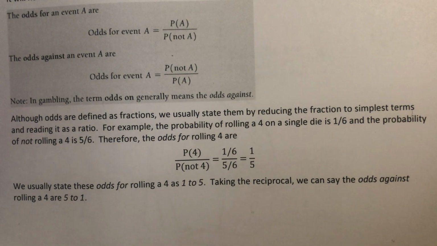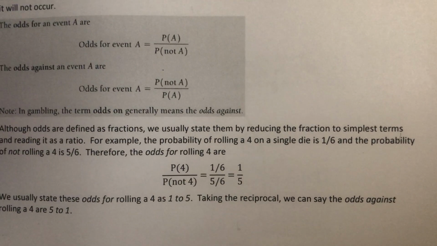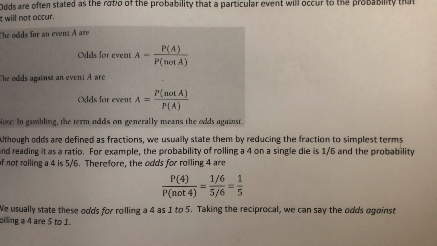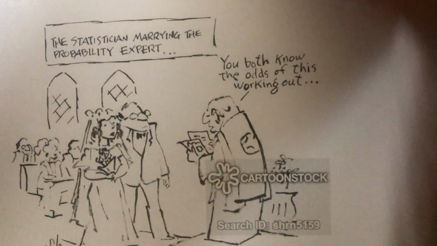So if you are following sports, you'll often see, here are the odds of this team winning the Super Bowl, and they'll say it's 20 to 1 or something like that. Usually they're done in gambling. That's what the odds are. It's the probability of something happening divided by the probability of it not happening.